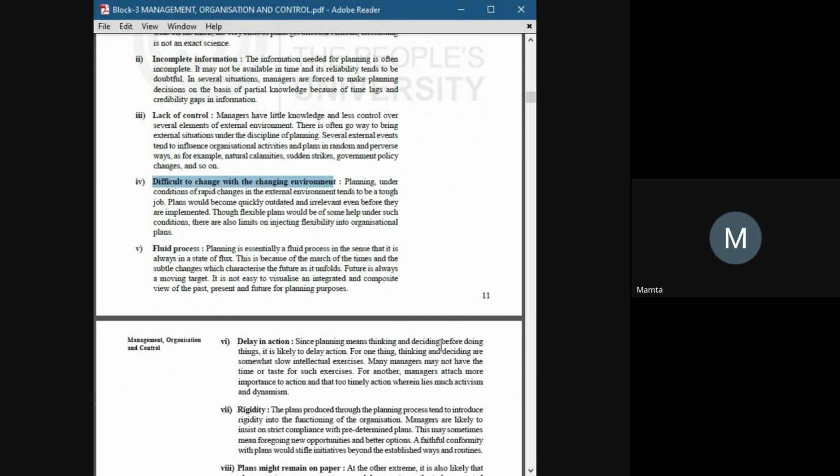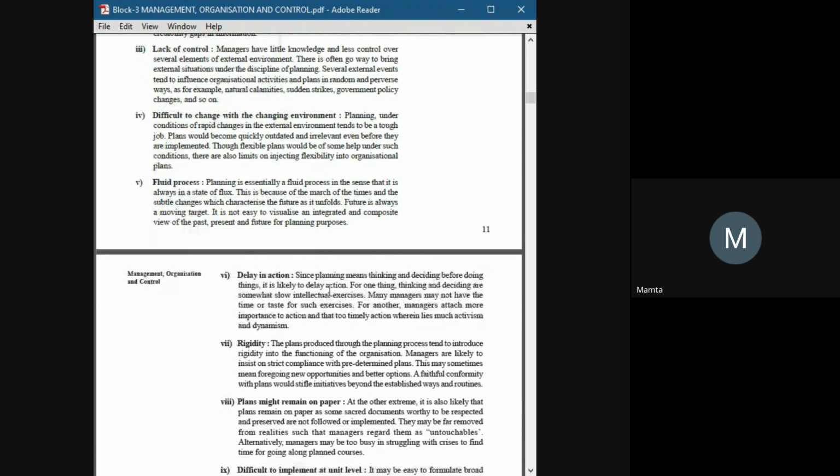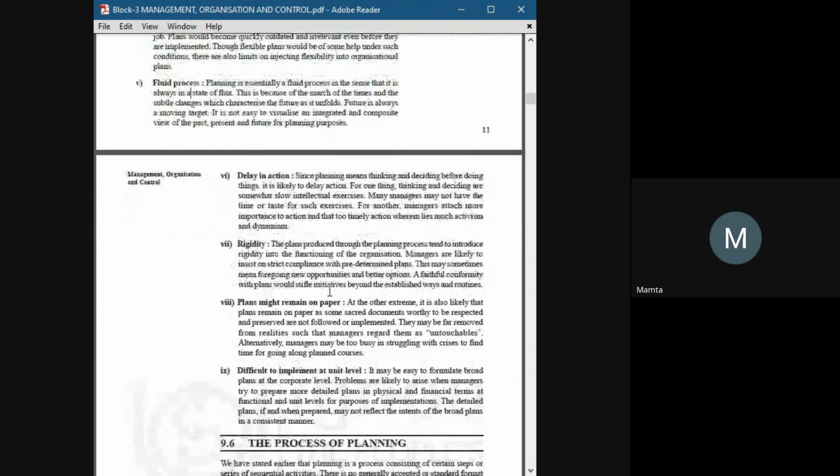The next point, fluid process. Planning is essentially a fluid process in the sense that it is always in a state of flux. This is because of the march of time and the subtle changes which characterize the future as it unfolds. Future is always a moving target. It is not easy to visualize an integrated and composite view of the past, present, and future for planning purposes. So it is a fluid process.